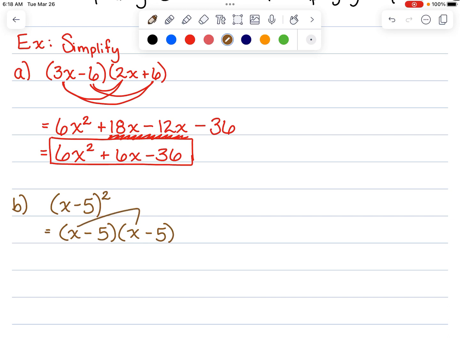And then we distribute. X times x is x squared. X times negative 5 is negative 5x. Negative 5 times x is negative 5x. Negative 5 times negative 5 is positive 25. And I combine my like terms again. Negative 5x and negative 5x go together to give me negative 10x.